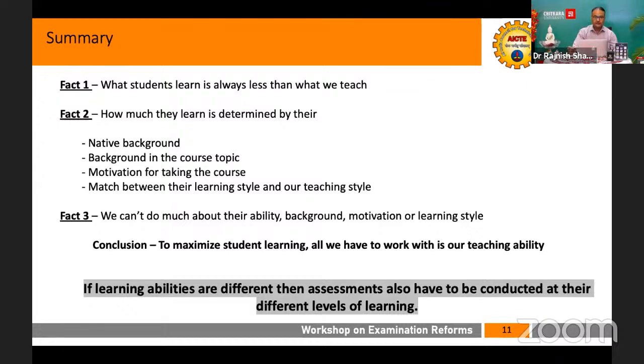I told you in the last slide: background in the course topic, motivation for taking that particular course, and match between their learning style and our teaching style. And fact three, a very important fact: we can't do much about their ability, background, motivation, or learning style. Although we can work extremely hard, perhaps we will not be able to do much about the same. So to maximize students' learning, we have to work simultaneously on our teaching ability also. If the learning abilities are different, it means we have to have different levels of assessments also. Different levels of assessment should be conducted.